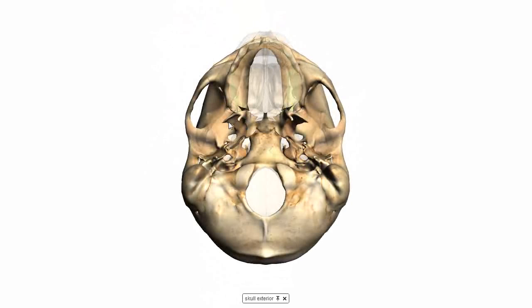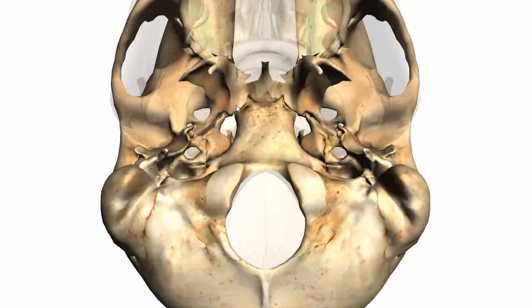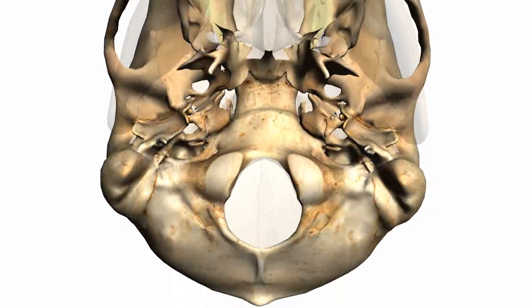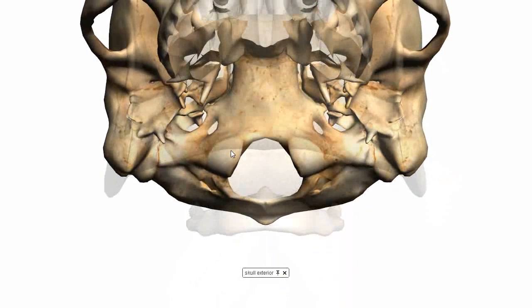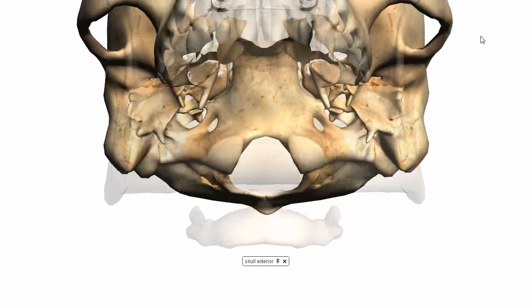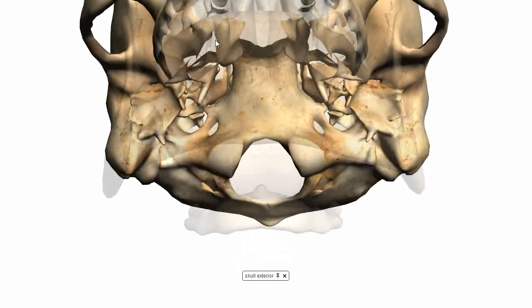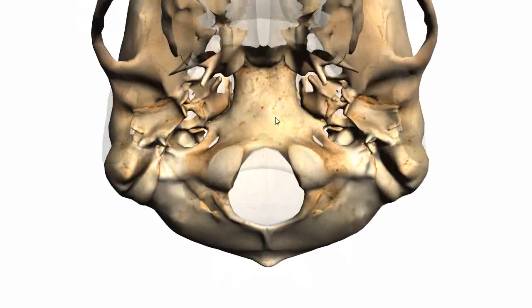So what you've got here, you've got a lateral plate of the pterygoid process and a medial plate of the pterygoid process, and this little hook thing that you can see is called the hamulus. And in between the pterygoid processes, you've got the body of the sphenoid, which I'll show you from an inside view.